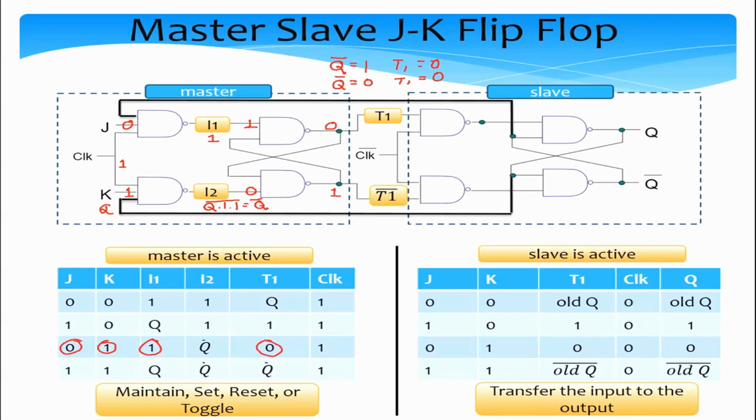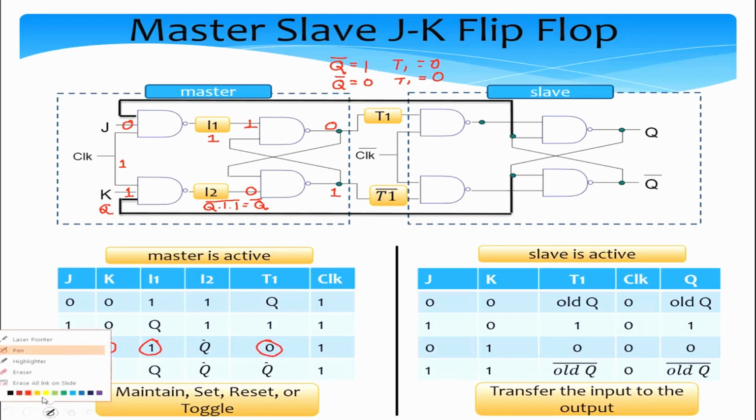So we can think of J and K as pretty much S and R. If J is 1 and K is 0, the value at the middle between the master and the slave is set to 1. Similarly, if J is 0 and K is 1, the value at the point T1 is set to 0. Mind you, I1, I2, T1 and T1 bar are essentially points. We are just referring to the values on certain wires.